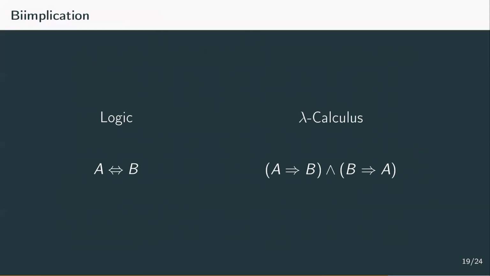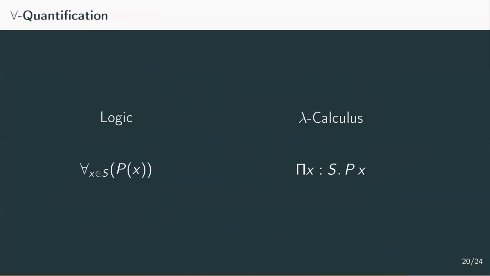The universal quantifier was actually already defined in Lambda 2. There we introduced a notion for polymorphic types. For an arbitrary type alpha, we formed the type alpha to alpha as the type for the polymorphic identity function. So, given a set S and a proposition P, we translate the logical proposition for all x in S holds P of x into pi x of type S dot P applied to x.